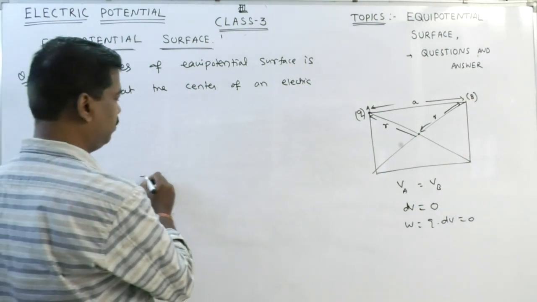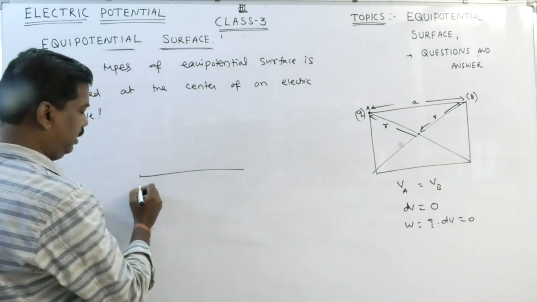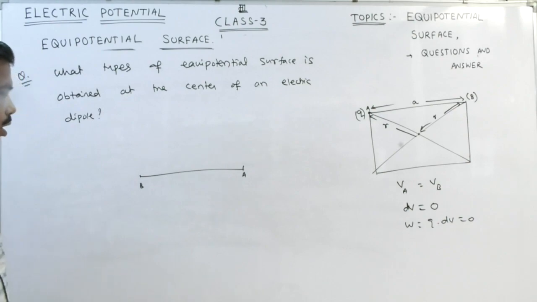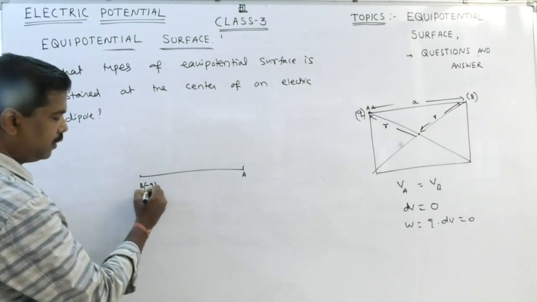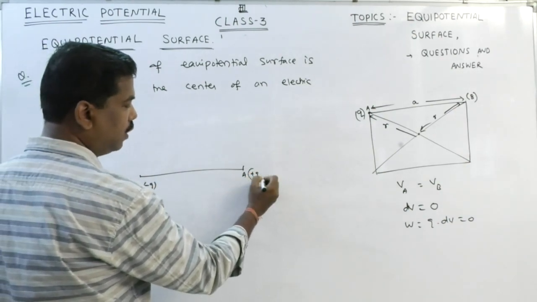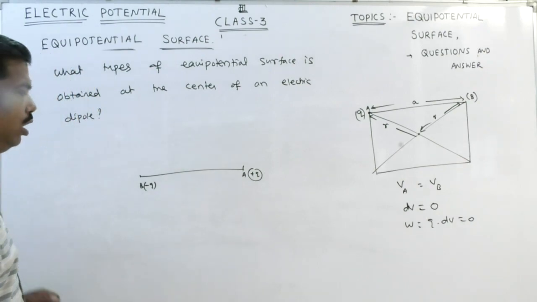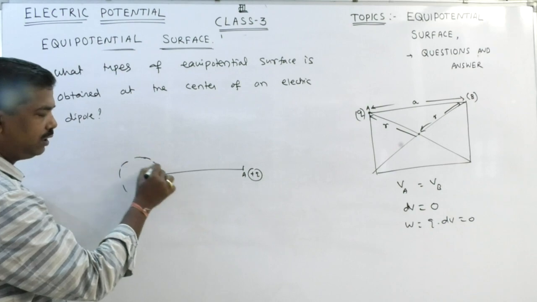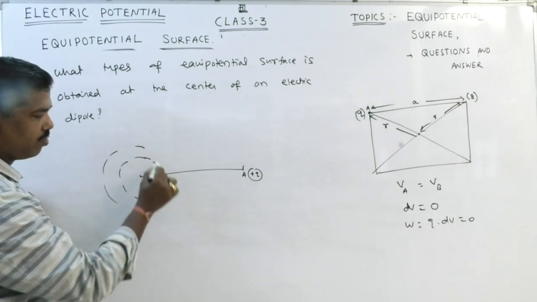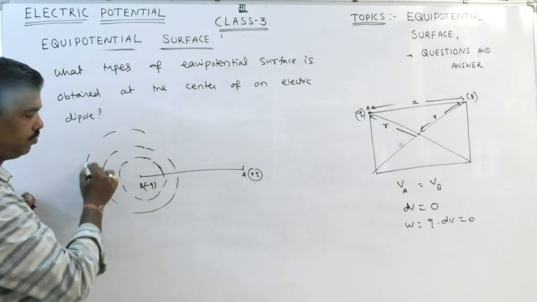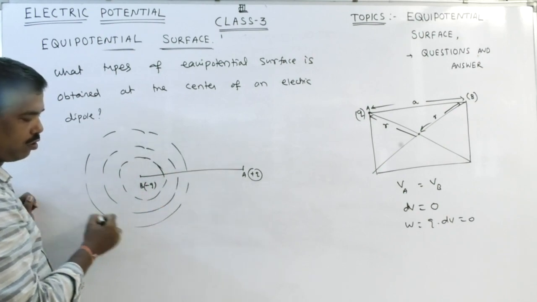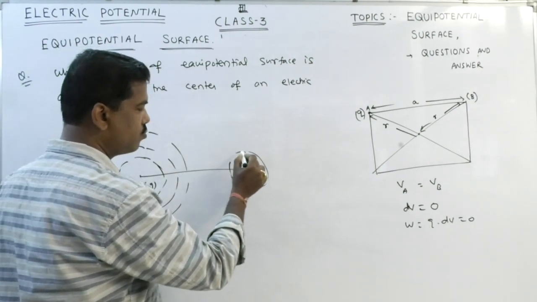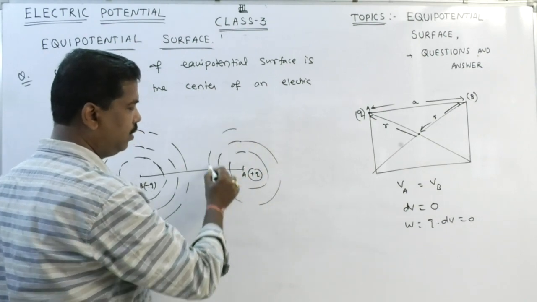Listen to me. This is a dipole. Clear? This is the minus q charge. This is the plus q charge. Whatever it may be, it is a point charge. Point charge means the equipotential surfaces are in such a way. Clear? This is also spherical.